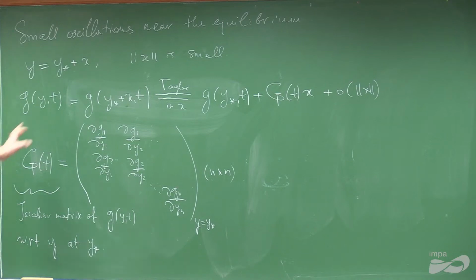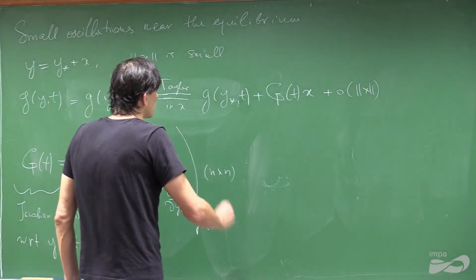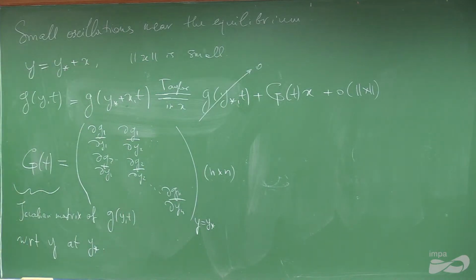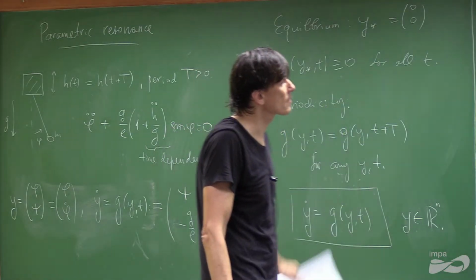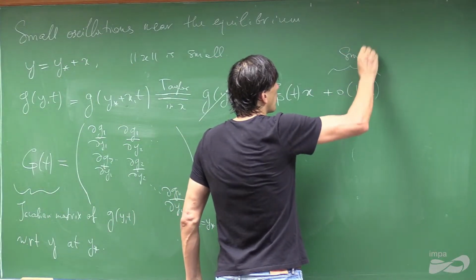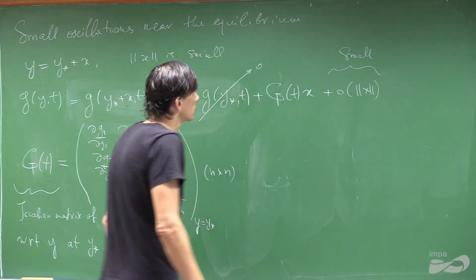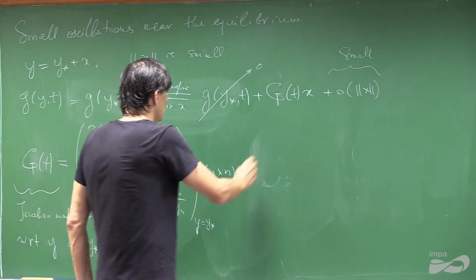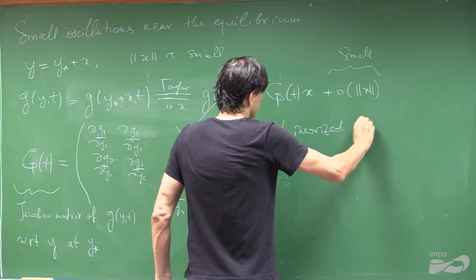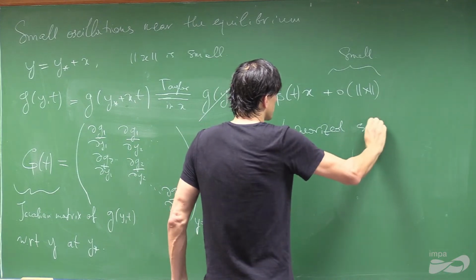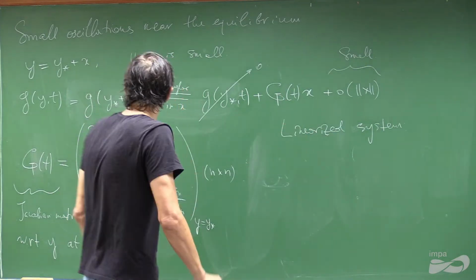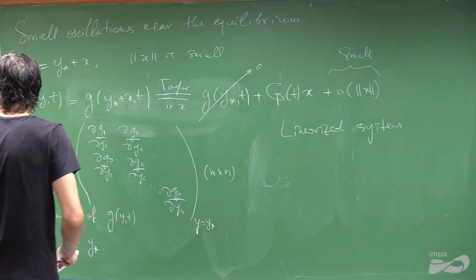Okay, so this is the expansion, and what we know is the first term is 0 because this is exactly our equilibrium condition, right? And this is small, so we can neglect it in linearization. So whenever you consider the linearized problem, the system you obtain by neglecting higher order terms.